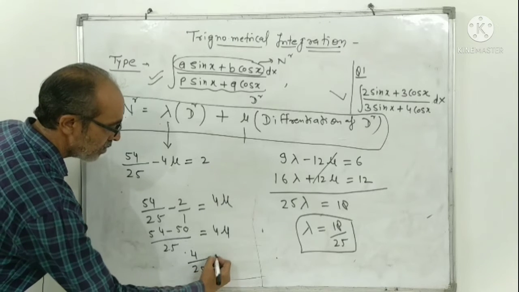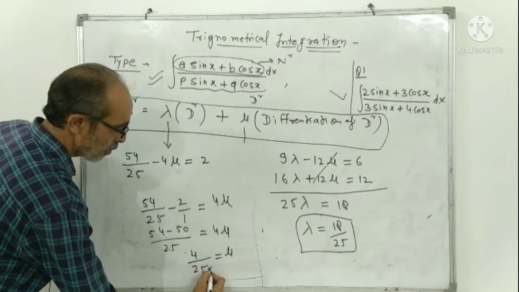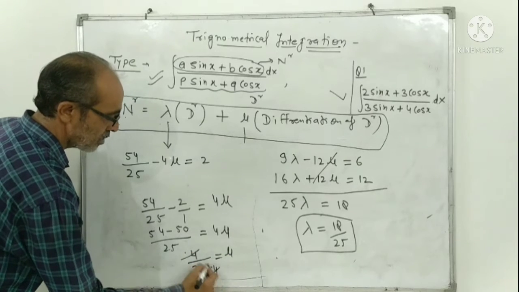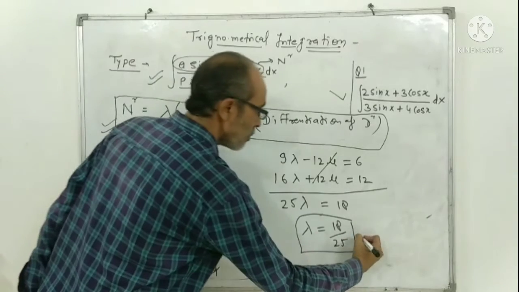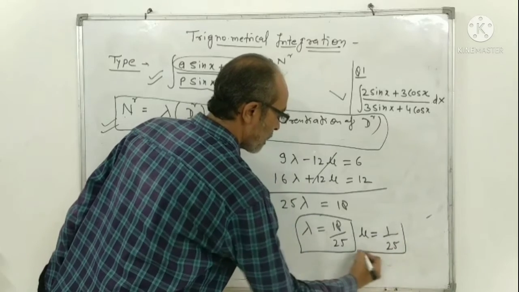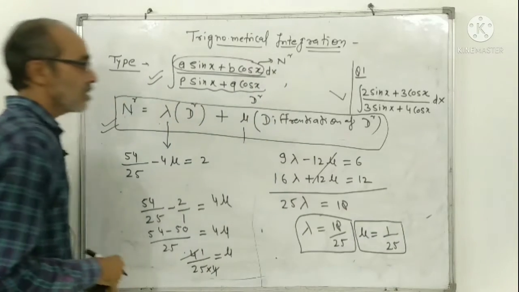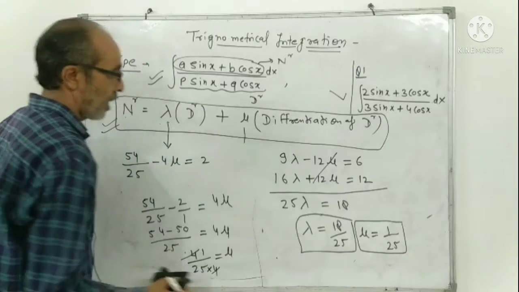Divided by 25 is equal to 4 times mu, and multiply by 4, and these 4 are cancelled. So the value of mu is 1 upon 25. Mu is equal to 1 divided by 25. Now we solve our question using these values of lambda and mu.